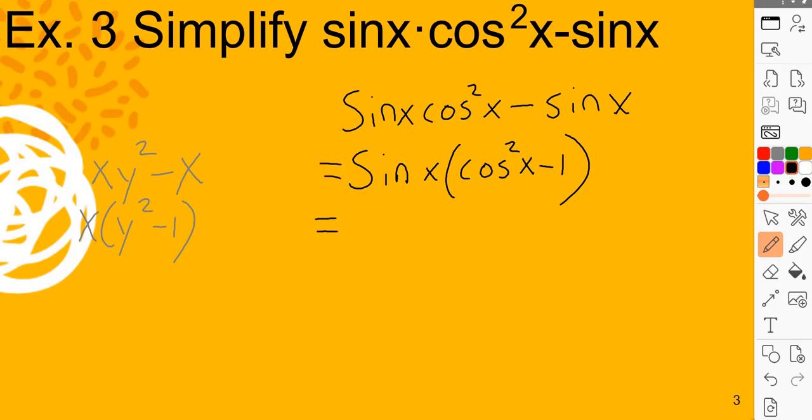Which is helpful because now what are we left with on the inside? There is a number, there's a 1. What else? What's before the 1? Cosine squared. Okay, so which one of our identities has a cosine squared and a 1 in it?